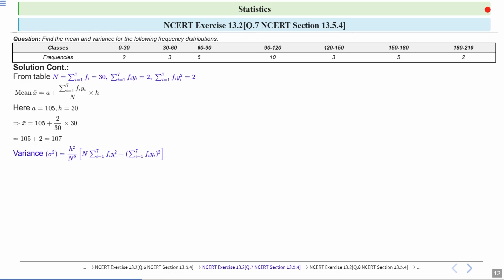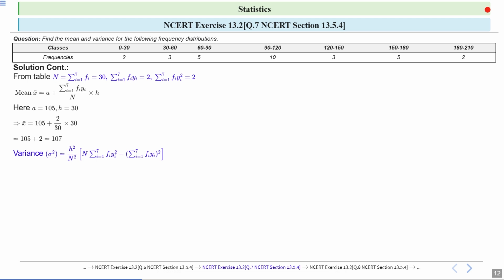Next, let's move on to the variance. The formula for variance using the step deviation method is variance sigma squared equal to h squared divided by n squared, times n times the summation from i equal to 1 to 7 of fi times yi square, minus the summation from i equal to 1 to 7 of fi times yi, whole square. Here h is the class width, n is the total frequency, and the sum of fi yi square is the sum of frequency times squared deviation. And the sum of fi times yi is the sum of frequency times deviation.